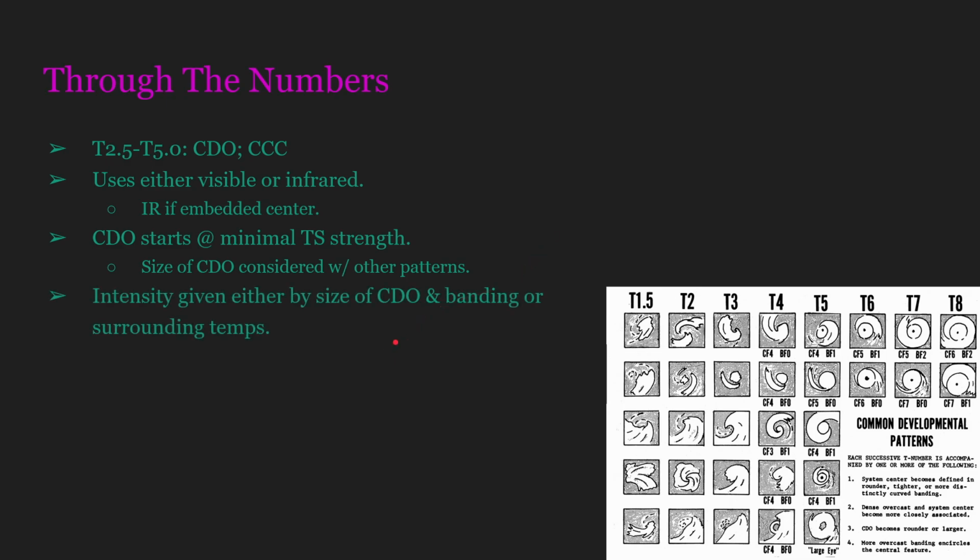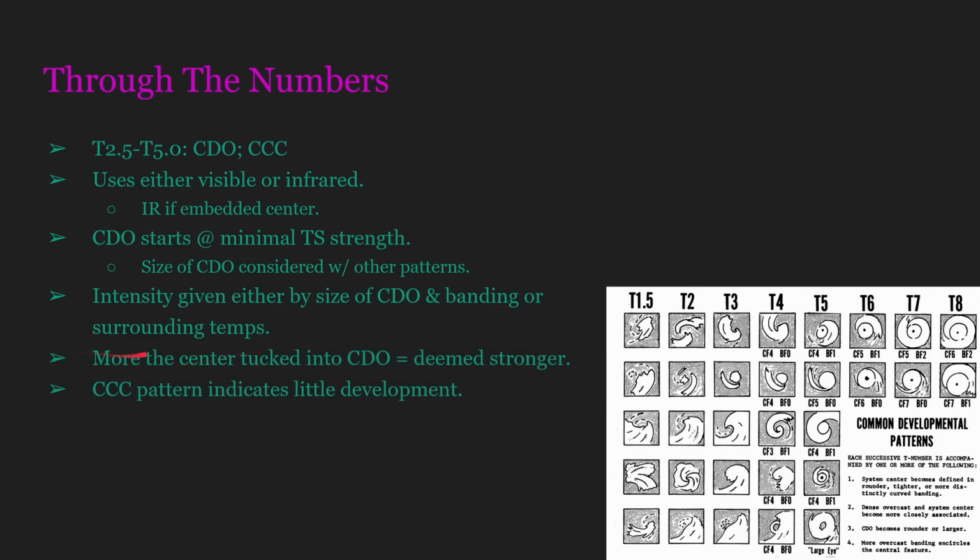Now, the intensity is given by either the size of the CDO itself, as well as banding, or by surrounding temperatures, if it is using specifically infrared for the surrounding temperatures. What it's going to try and find with infrared and surrounding temps is the temperature of the cloud tops and then the surrounding ocean to try and get a sense of what the eye temperature is going to be like, which is what the eye pattern does, uses eye temperature difference with the cumulonimbus tops. That's a spoiler there.